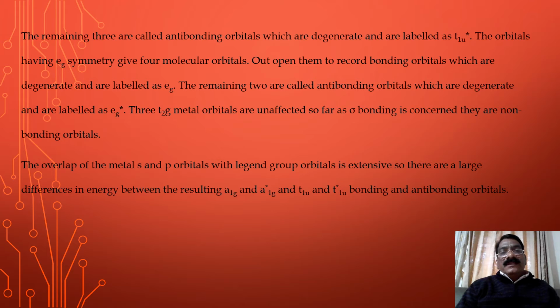3 T2G orbitals are unaffected so far as sigma bonding is concerned. They are non-bonding orbitals. The overlap of metal s and p orbitals with ligand group orbitals is extensive, so there are large differences in energy. There are large differences in the energies resulting in A1G and A1G star, T1U and T1U star, bonding and antibonding.